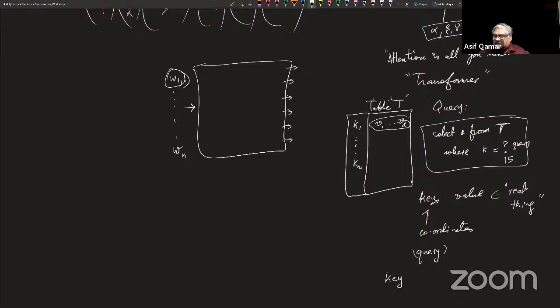So to do your retrieval, the database has keys and values. Then you take the query and find the best matching key. Typically, you do a match to the key, and then retrieve the associated value.